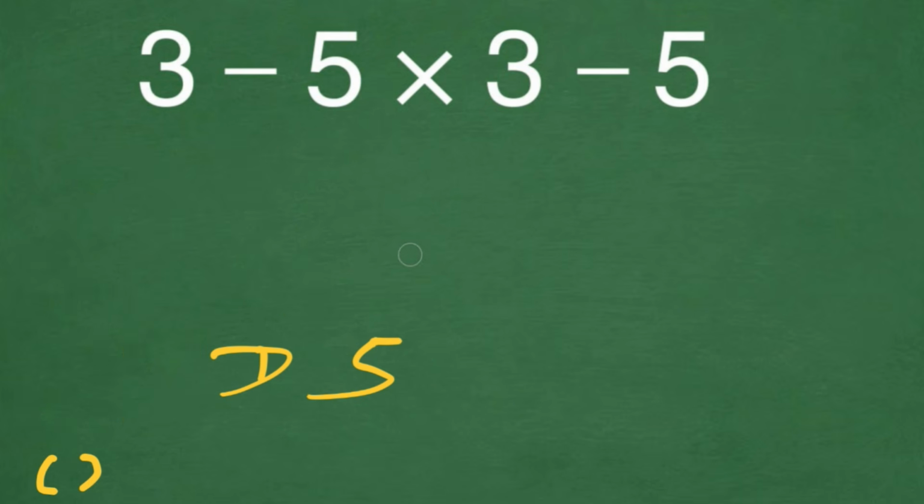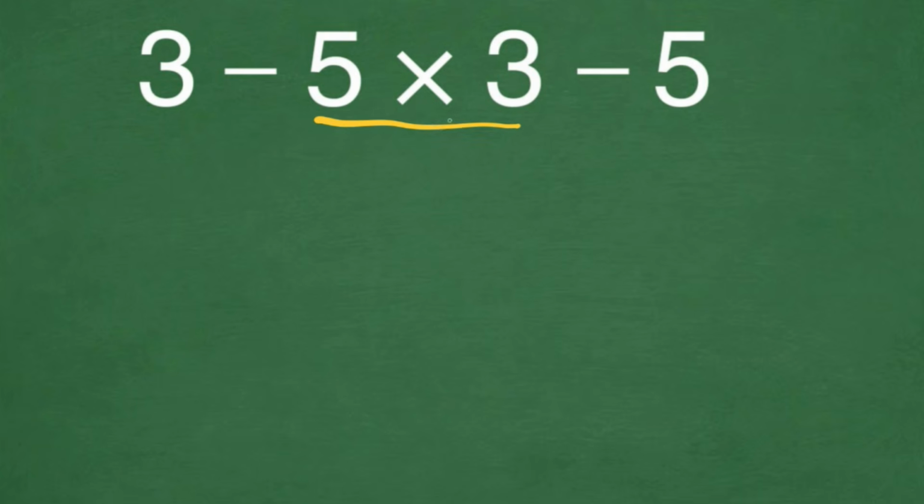So let's solve the problem together. So here we have multiplication and subtraction, and we have to do the multiplication because multiplication has third priority, right? We are going to do multiplication in third priority before subtraction. So 5 times 3 is the first thing to do, and 5 times 3 gives us 15.